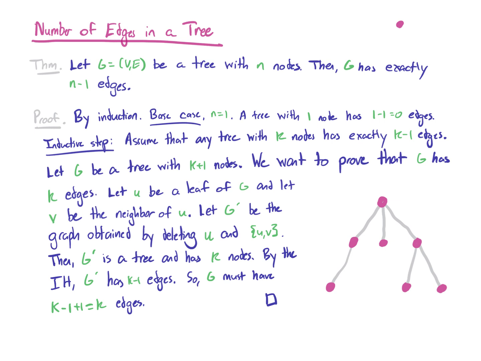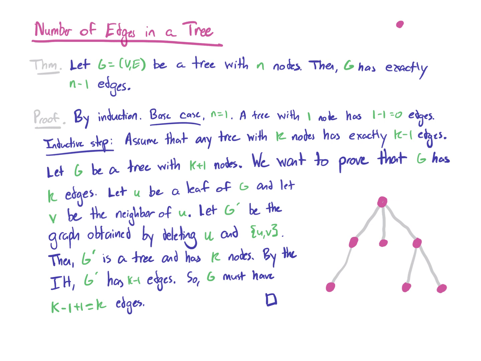So following our standard induction structure, now we want to show that this statement is also true if we replace k with k plus 1 and k minus 1 with k. So I want to use this assumption to show that any tree with k plus 1 nodes has exactly k edges. So with that in mind, let G be a tree with k plus 1 nodes. We want to prove that G has k edges.